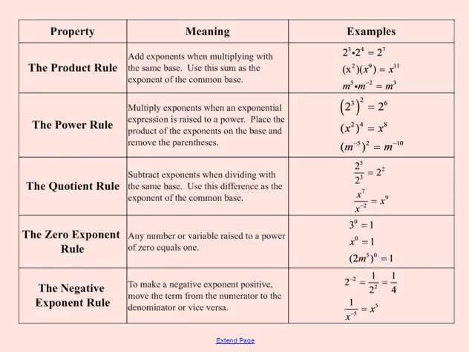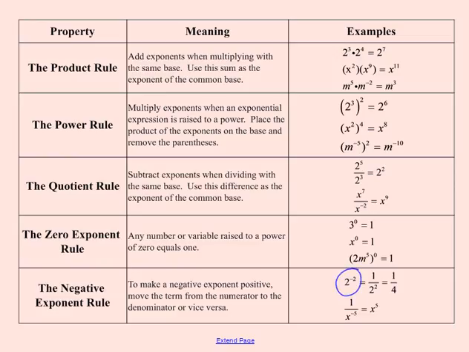And finally, we have the negative exponent rule. To make a negative exponent positive, move the term from the numerator to the denominator or vice versa. All right, so let's look at our example here. 2 to the negative 2.